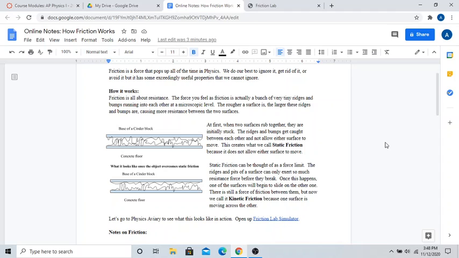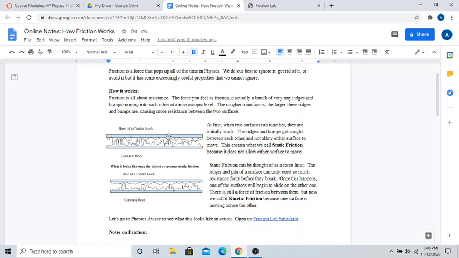Now, when you take two surfaces and put them on top of each other and try to rub them together, all of these little hills and holes and valleys and peaks basically get stuck between each other. As you try to take one surface and pull it across the other, all of the little ridges get stuck together, and they basically hold both surfaces in place at a microscopic level.